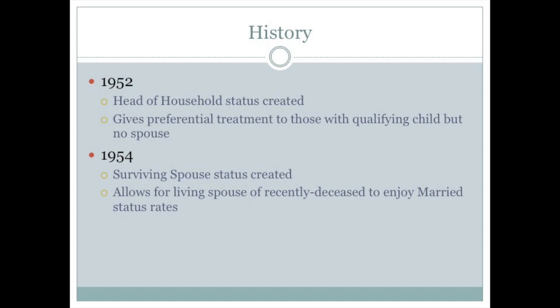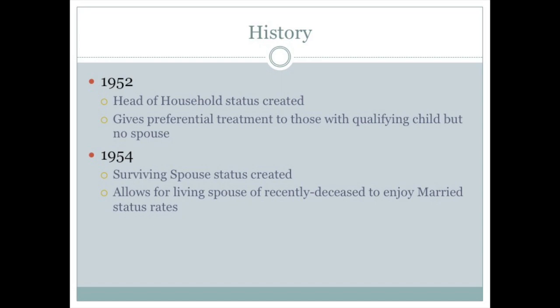This status gave preferential treatment to those with a qualifying child or dependent but no spouse, allowing them the benefits of a lower tax bracket, giving those filing as head of household a more advantageous tax status than those filing as single.